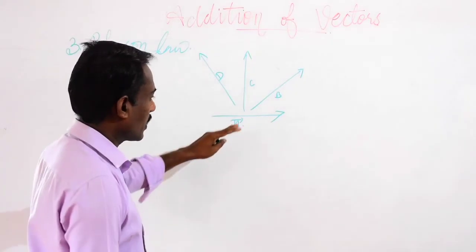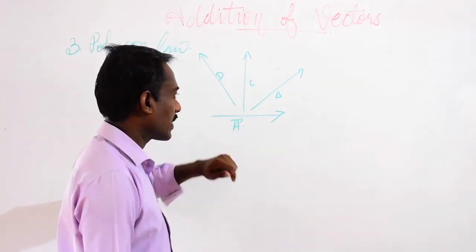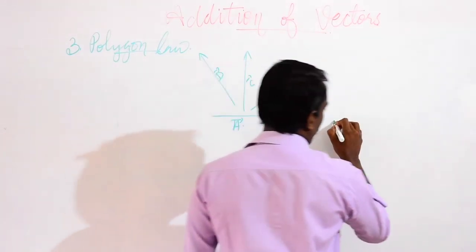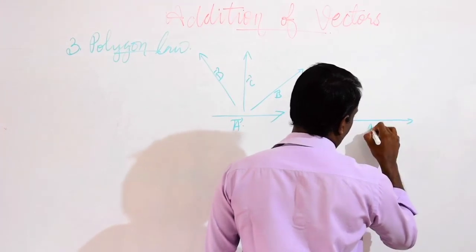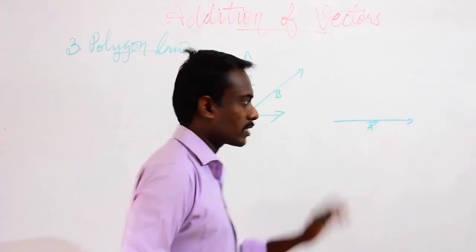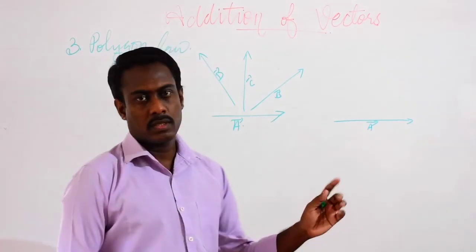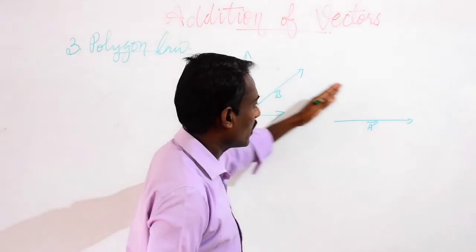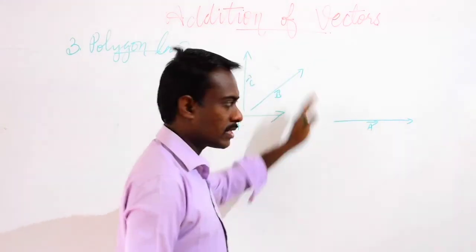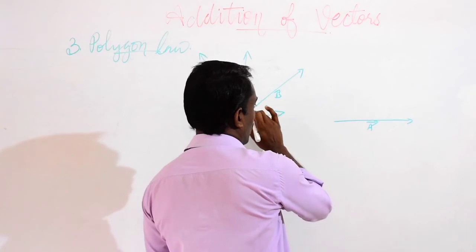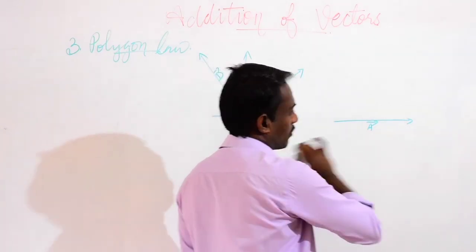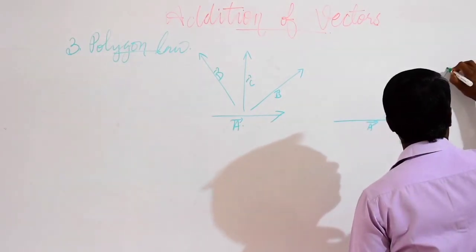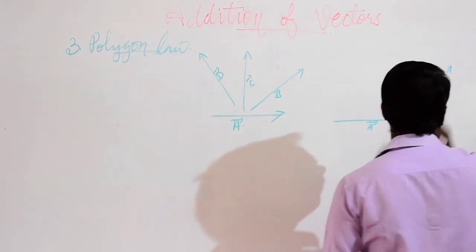First, as I said, we take vector A and move it without changing the direction. Now we use the head to tail method. Now move vector B parallel to A without changing its direction, and make sure that the tail of vector B coincides with the head of vector A. So now this is vector B.